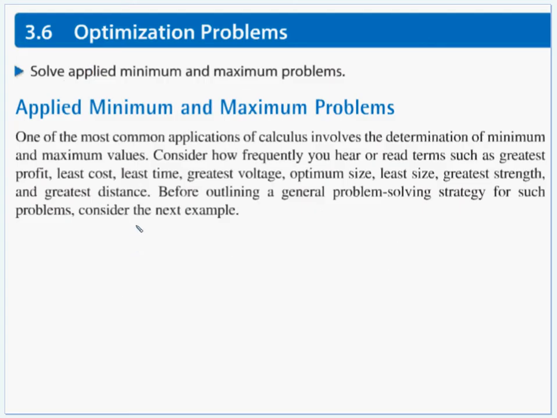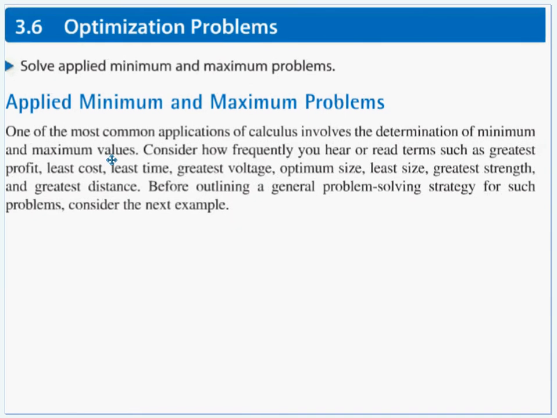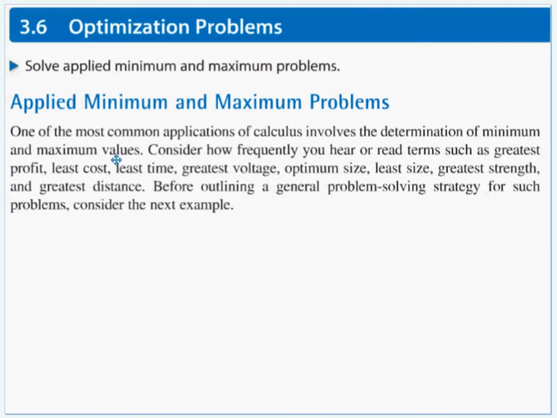Okay, so this is 3-6 optimization. It seems simple enough. There's only one bullet point: solve applied min and max problems. So all that stuff we did with finding mins and maxes, now this is just a real world application section of those types of problems.